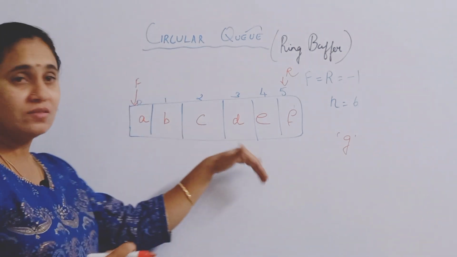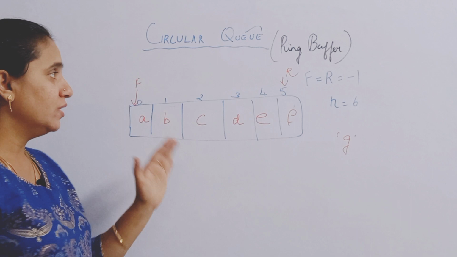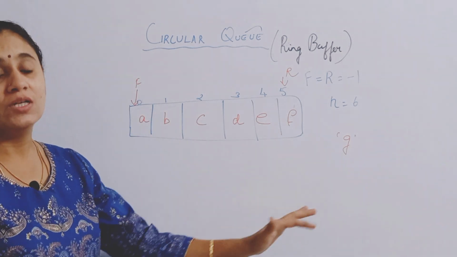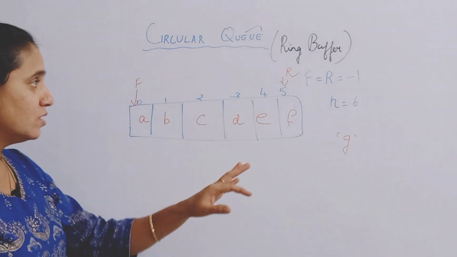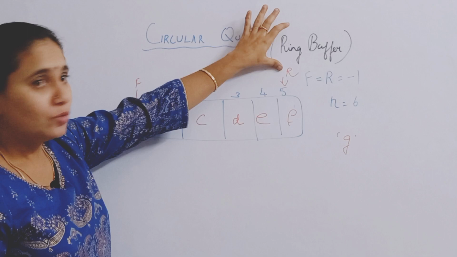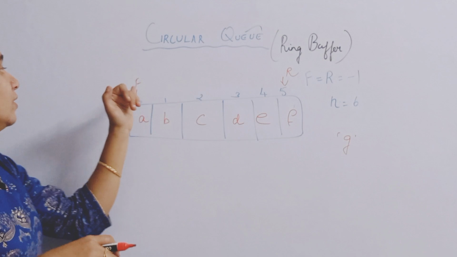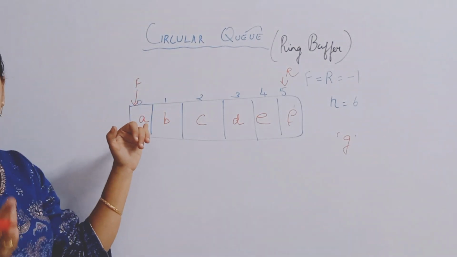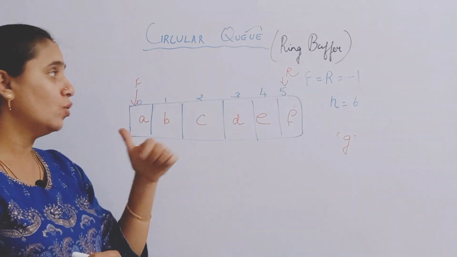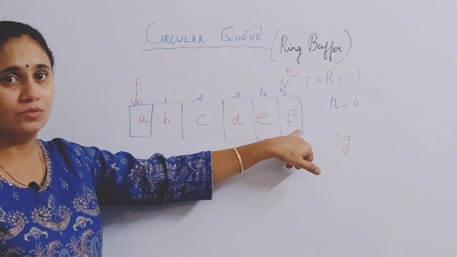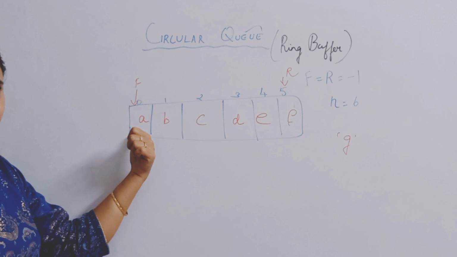So now it is represented internally, isn't it? So I must check each and every time whether the Q is full or not. So how can I check? The condition for the Q to be full is, see, rear is pointing to the last index value, so I cannot insert any more elements, and the front pointer is having the element in the 0th index.